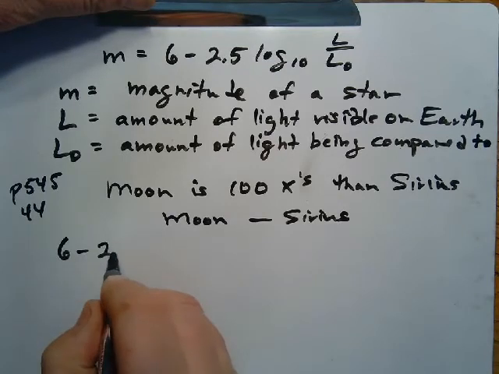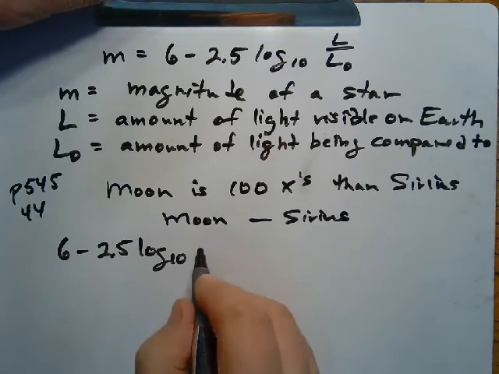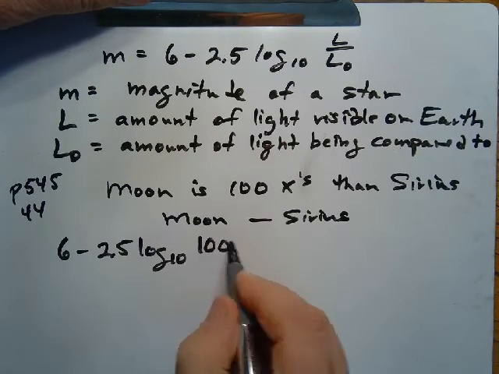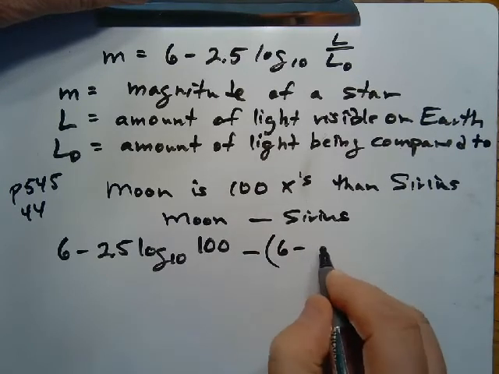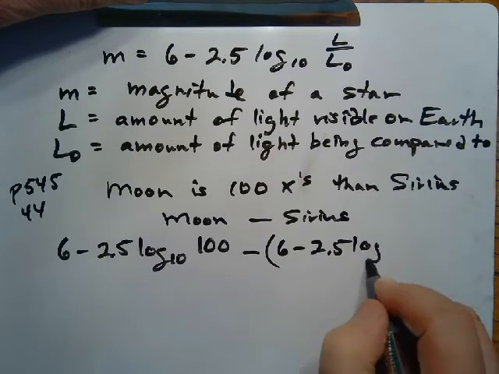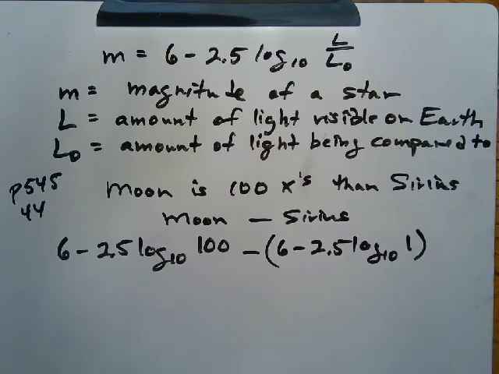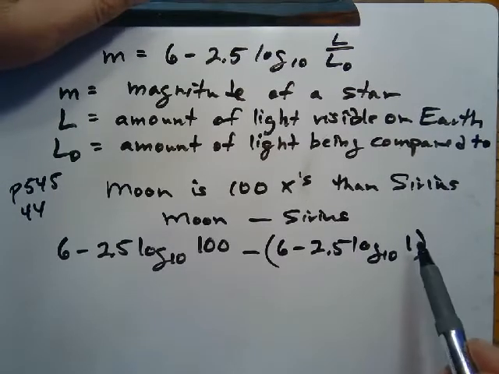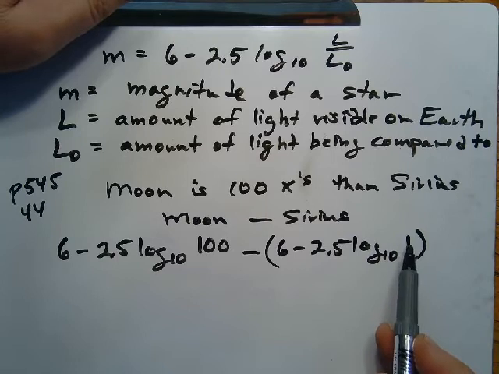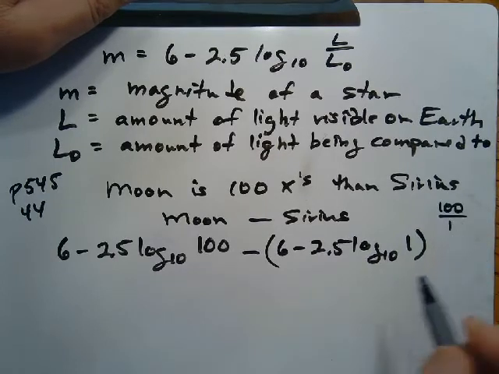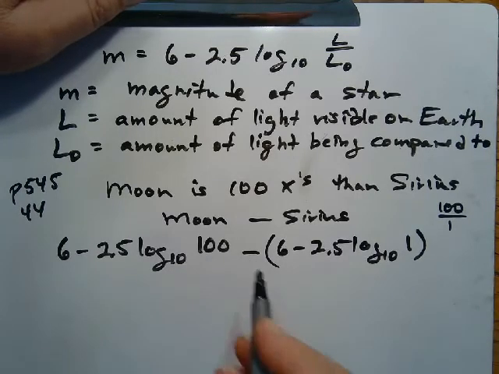The moon is 6 minus 2.5 log base 10 of the moon, which we're going to let be 100 times, minus Sirius, which is 6 minus 2.5 log base 10 of, we're going to call it 1 because it's what it's being compared to. Okay? The difference between these two. Now notice if we were to look at this, we actually could write that ratio 100 over 1, because in fact this is subtraction here. We'll see that as we go through this.